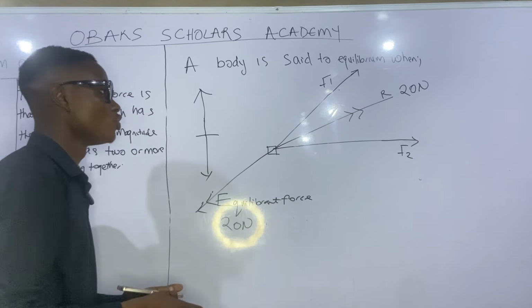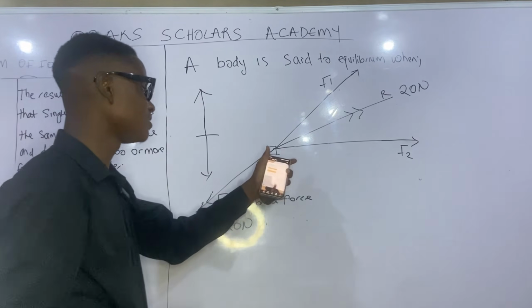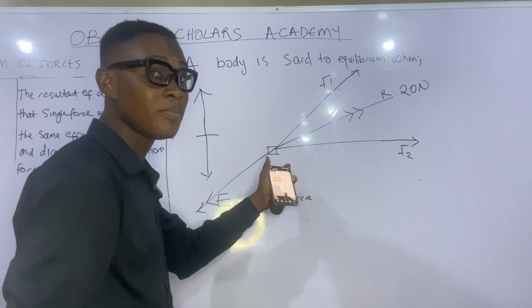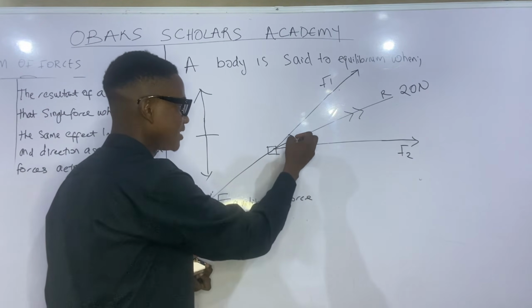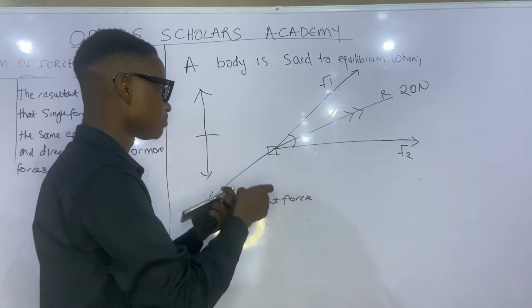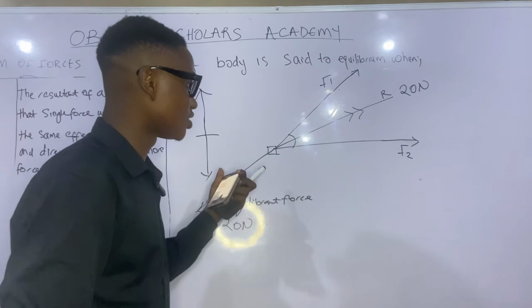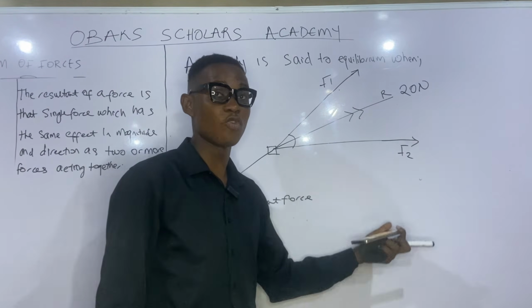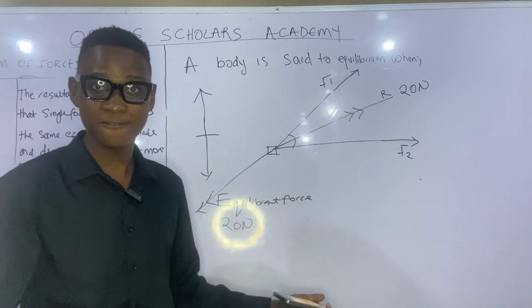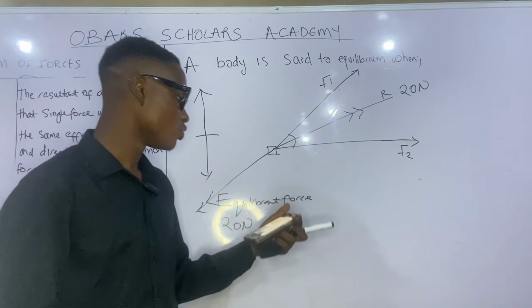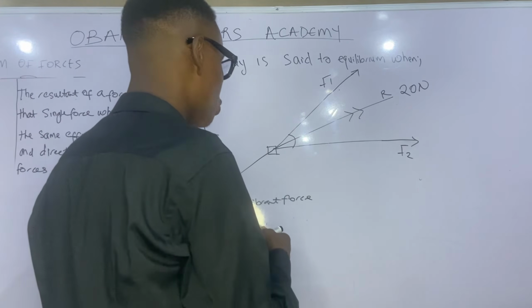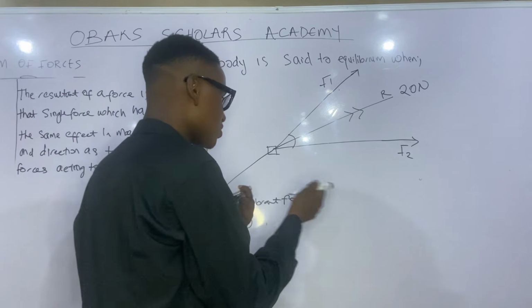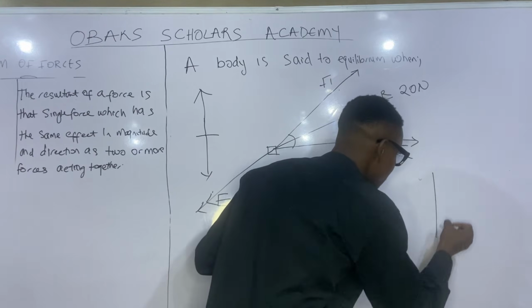So when you have two forces acting at a point, or maybe on a body, with an angle between them, of course, there's an angle between them. To get the resultant force, we use the parallelogram law of vectors, where we apply the cosine rule.